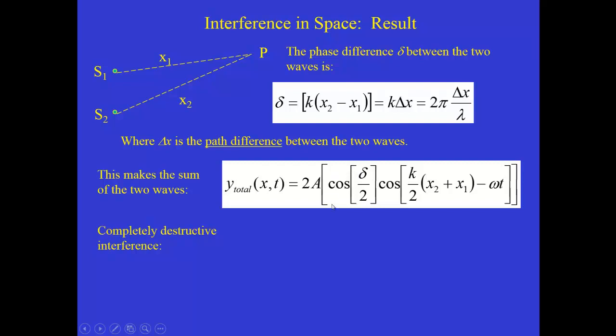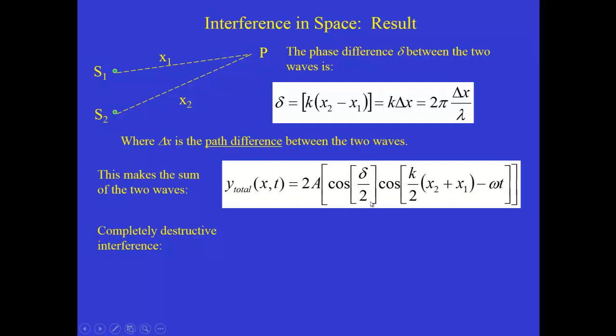If this cosine term is 0, then the net wave will be 0, and the two waves will interfere completely destructively. So in other words, at special points P, even though you're getting waves from both sources, you would end up with a net wave of 0. And that would be a location in space where there isn't any sound. The amplitude is equal to 0.